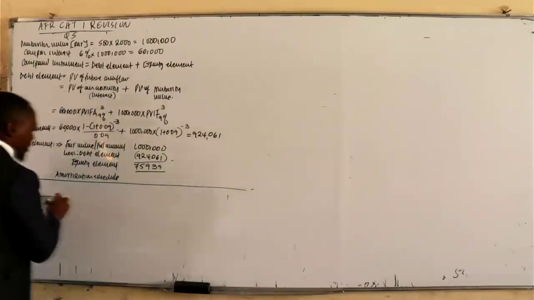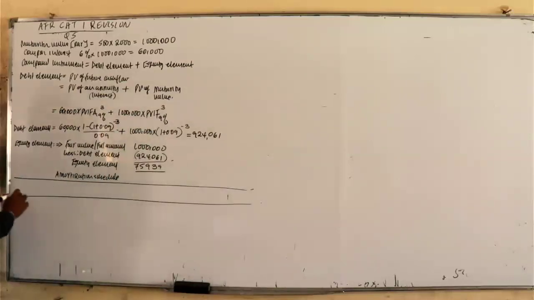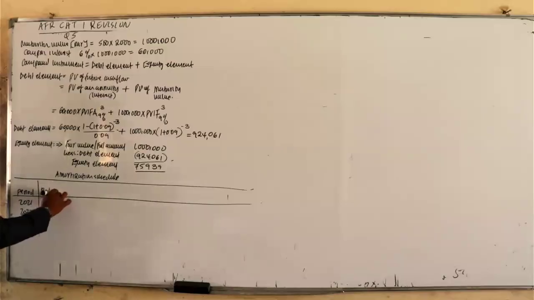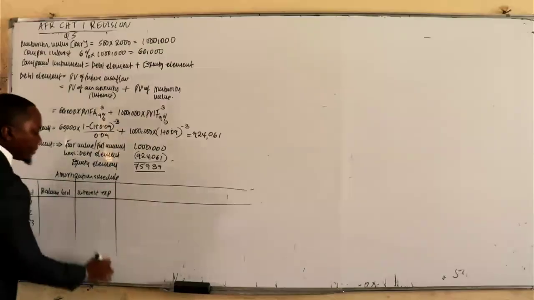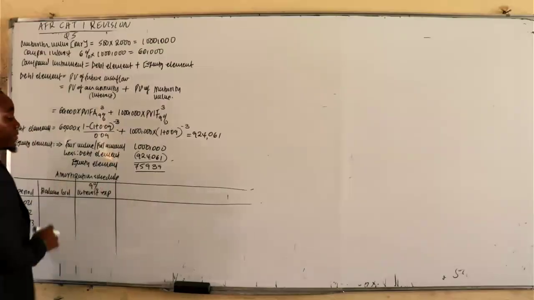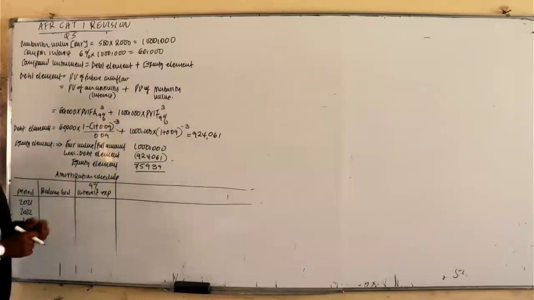And we are amortizing the liability, that's the debt. We have the period, when was it issued? So you have to prepare for 3 years, 2021, 2022, and 2023. So you have balance brought down. Then we have the interest expense. This is the liability at the prevailing market rate, 9%.